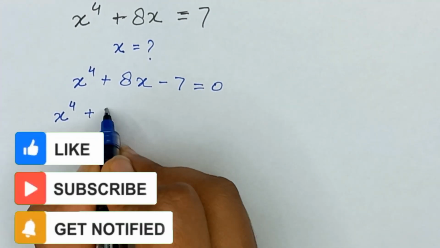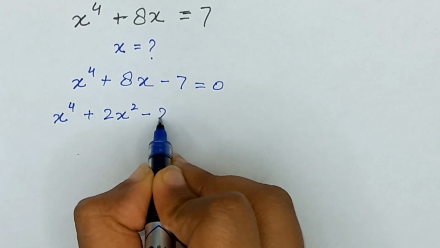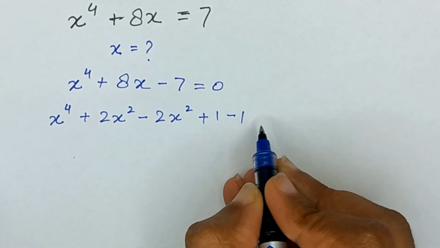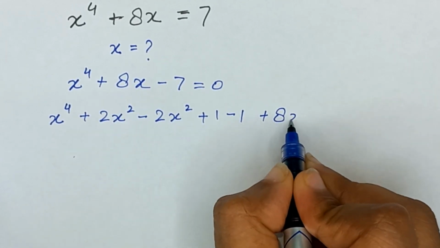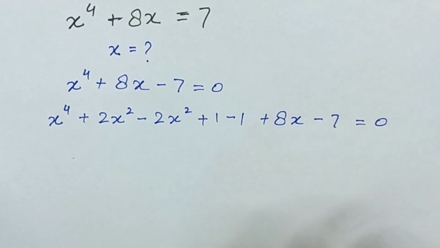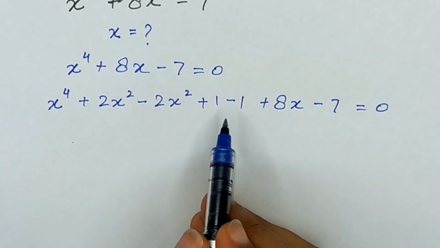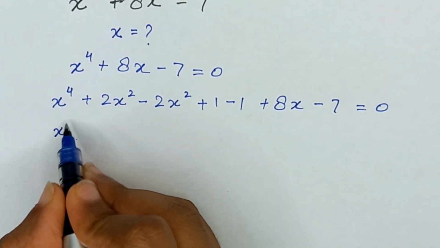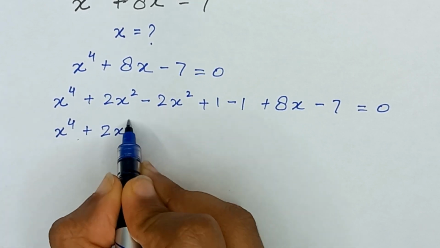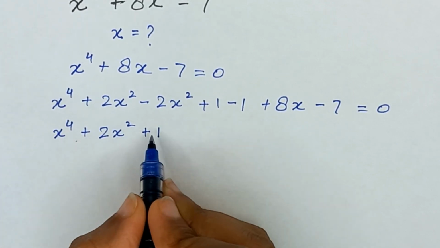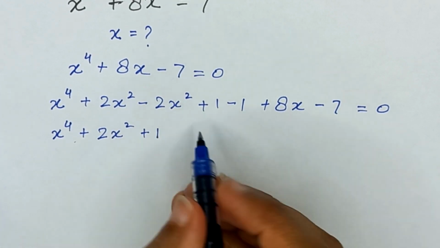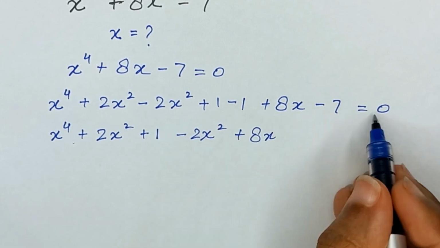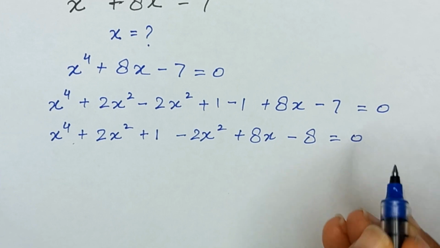I will add and subtract 2x square here, and also add and subtract 1, and this plus 8x and negative 7 will remain same. Why will I add and subtract this 2x square and this 1? Because when I rearrange this equation as x raised to the power 4 plus 2x square plus 1, it will give us a perfect square. And also combine with this negative 2x square plus 8x and negative 1 and negative 7 will become negative 8 and it will be equal to 0.